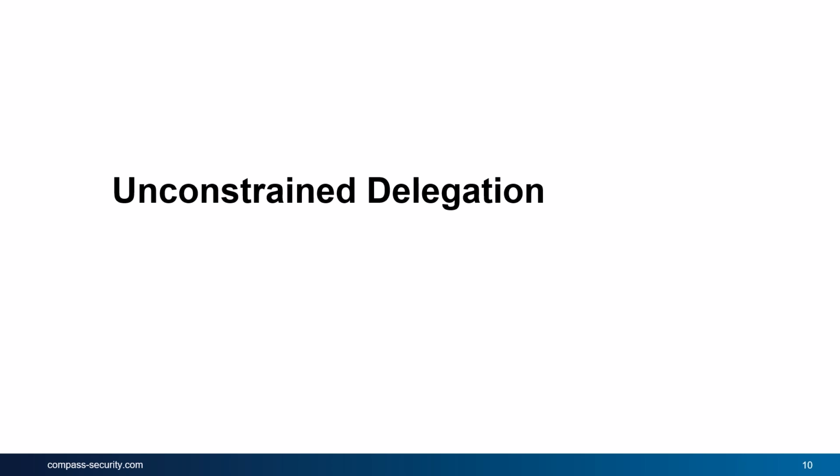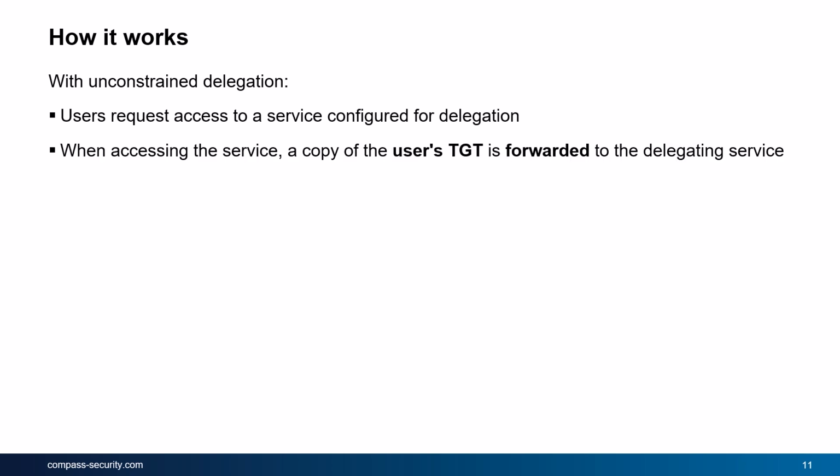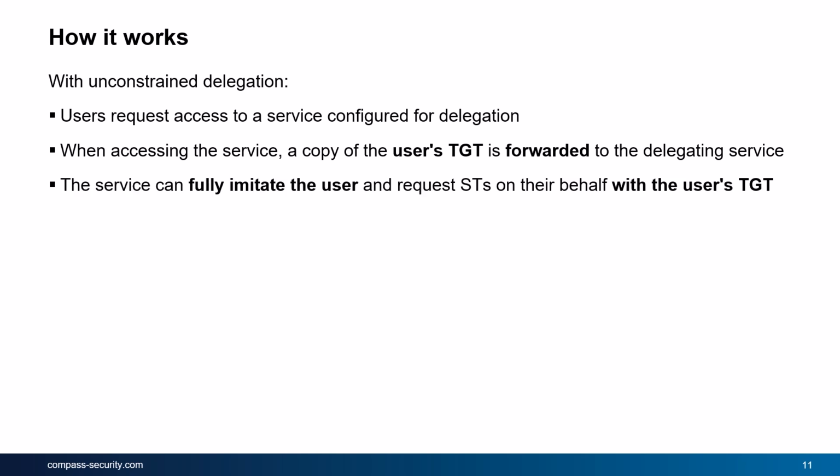So with that, let's look at how unconstrained delegation actually works under the hood. With unconstrained delegation, if a user first connects to a service or a system that is configured for unconstrained delegation, the service then receives a copy of the user's TGT. So the TGT of the user is essentially duplicated, and the TGT is then forwarded to whatever service is configured for unconstrained delegation. With the TGT, this service can then essentially request service tickets on behalf of the user.